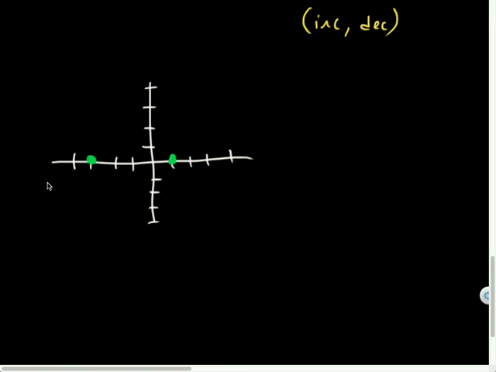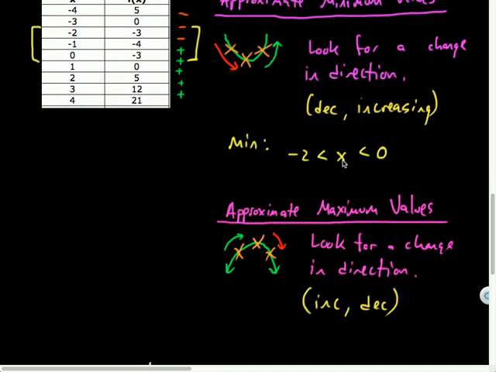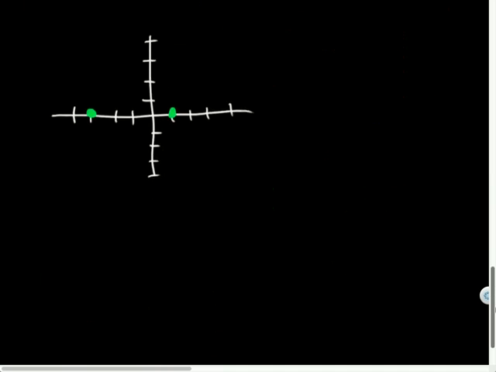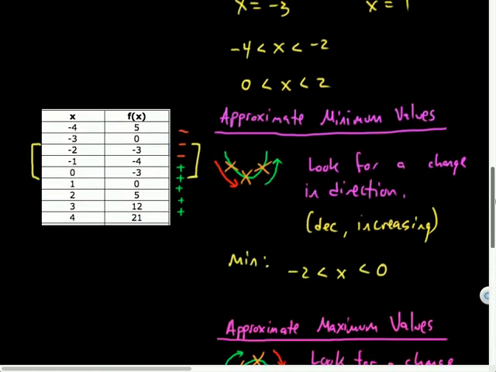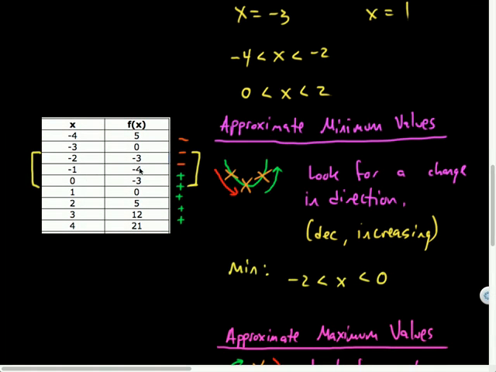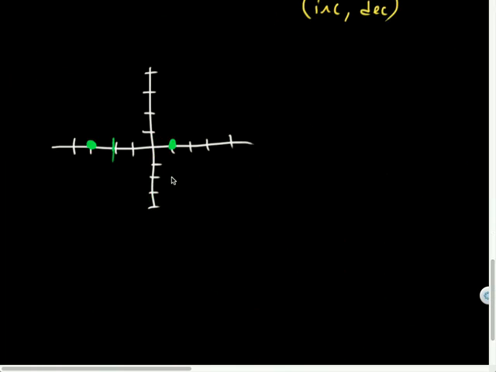I know my minimum value occurred between -2 and 0. So between -2 and 0, I had a minimum. And roughly, what was the value of my minimum? It looks like a smiley face. Well, I can actually figure out what the y coordinate was at that point where it changed direction. -4. So I'll just plot it at -1, -4.